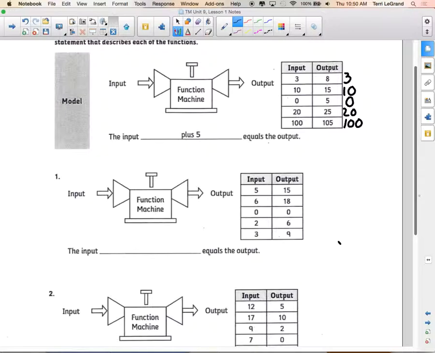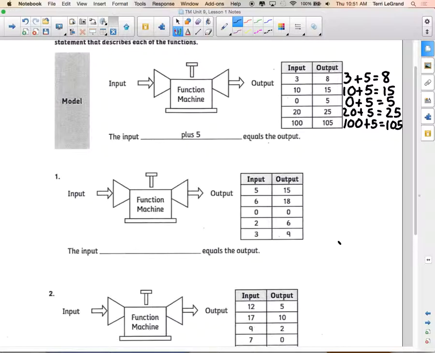Add 5. If we add 5 to 3, sure enough we get 8. If we add 5 to 10, sure enough we get the 15 in the output column. If we add 5 to 0, that's 5. If we add 5 to 20, yep, that's 25. And by the way, it has to work for the whole table, okay? 100 plus 5, yep, that's 105.